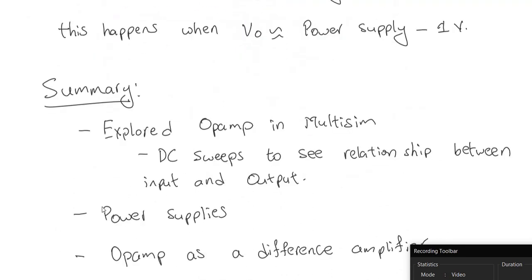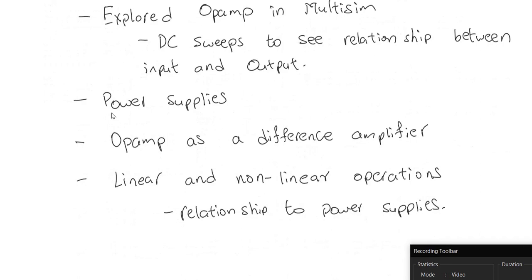So let's summarize what we have seen so far in this video. First, we explored the op-amp in Multisim. We performed DC sweeps to see the relationship between input and output. We saw that the op-amp needs two power supplies, and we derived the operation of the op-amp as a difference amplifier, assuming linear operation. We looked at the linear and non-linear operations in the DC sweep plot. And then we discussed the relationship between the output and the power supplies and how that determines whether the op-amp is in linear or non-linear behavior.